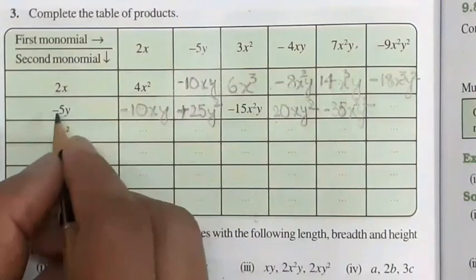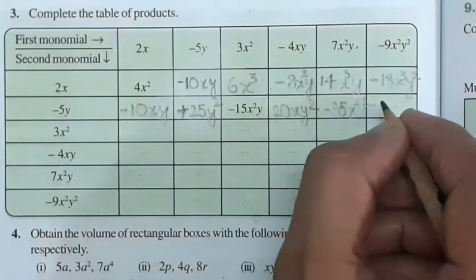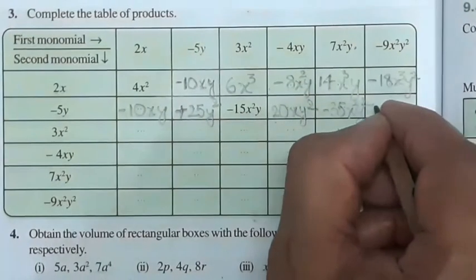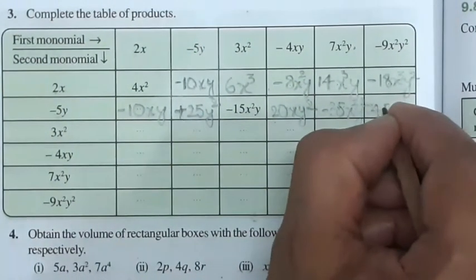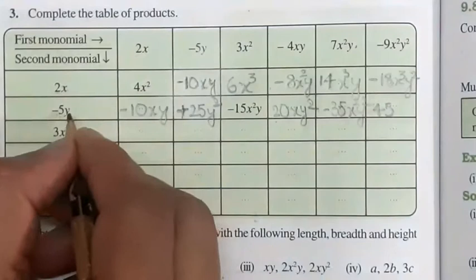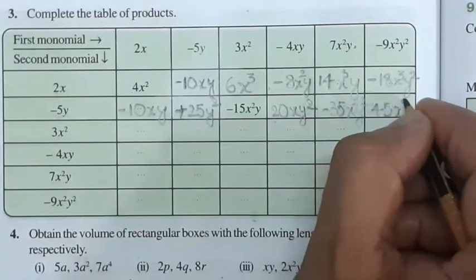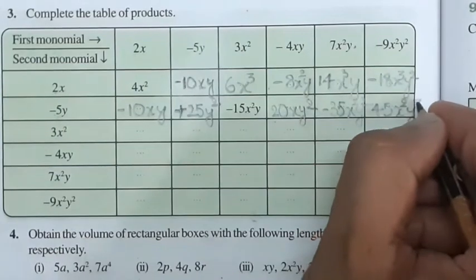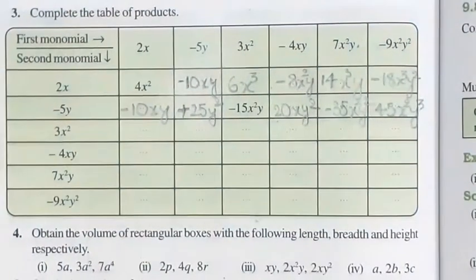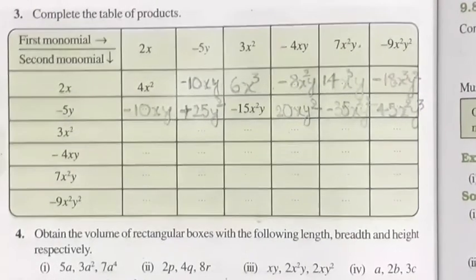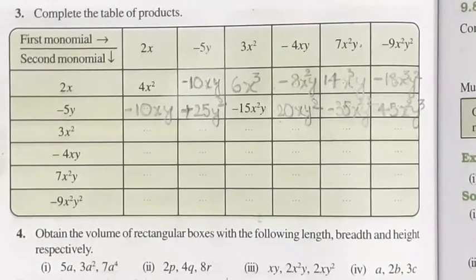And last one, minus 5 into minus 9. Minus into minus is plus. 5 into 9, 45. Y into x square y square. As we have already y square, this is going to be y cube. Like this, finish the table, children. So, please do the homework very carefully.